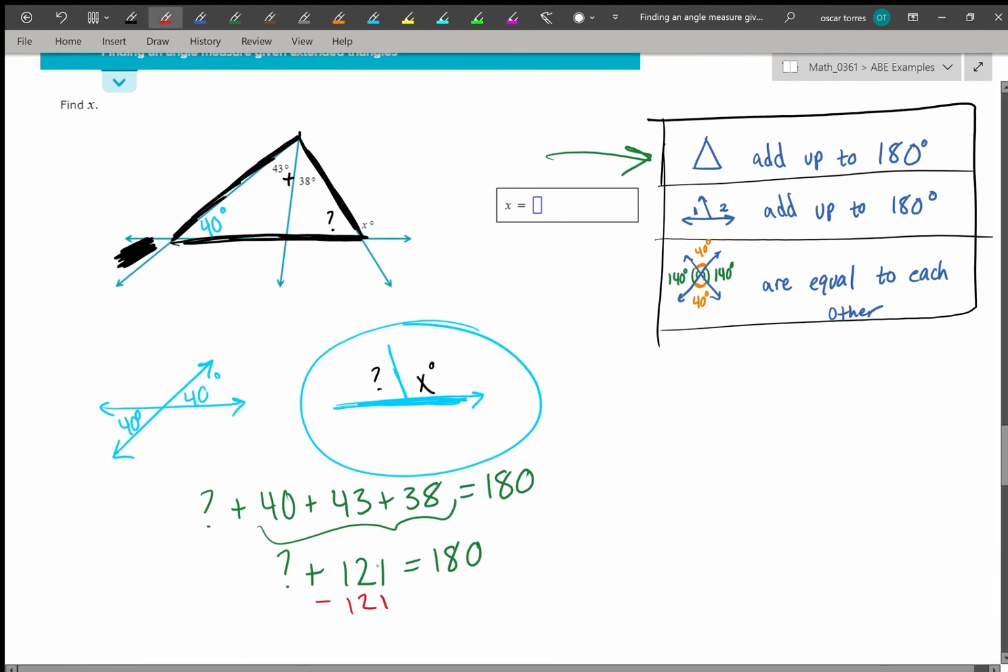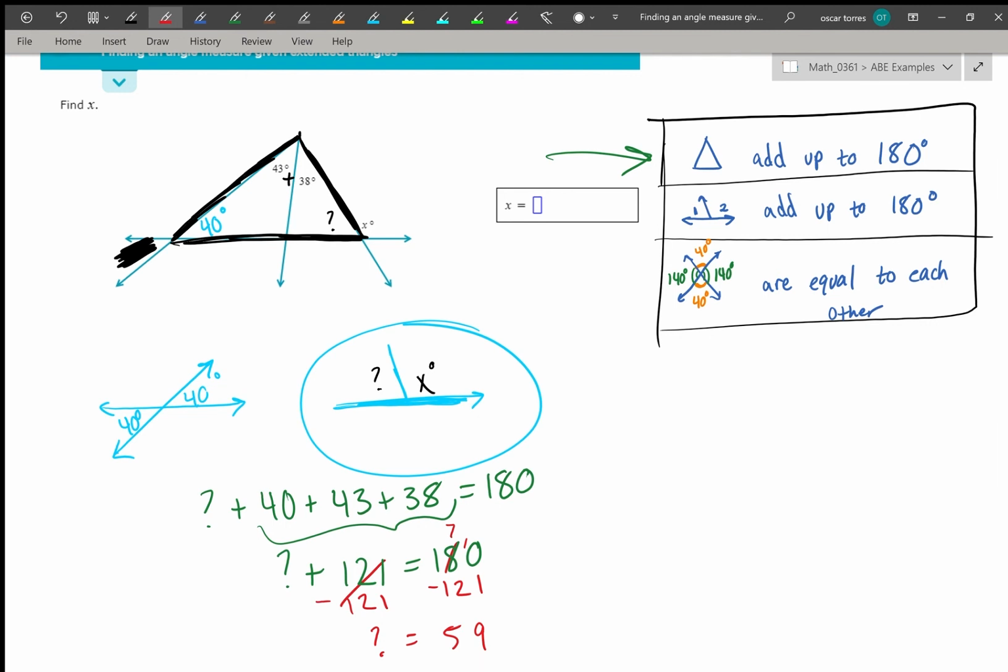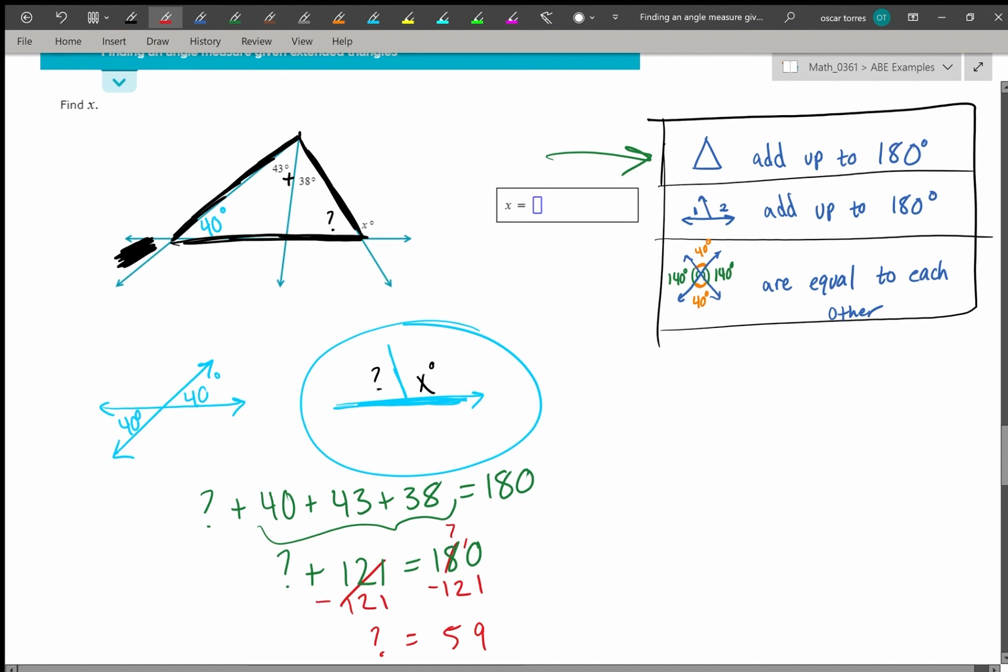And if I do that from both sides, we got to do the subtraction, so we borrow 1 from the 8. 10 minus 1 gives me 9. 7 minus 2 gives me 5. We end up getting that this question mark is equal to 59 degrees. For the other problems, this would be my answer, but the problem is this isn't the same as x. So what I need to do is go up here where I have these two question marks, and replace them with the number that we just found, 59. So I'm replacing these two things with 59 degrees.